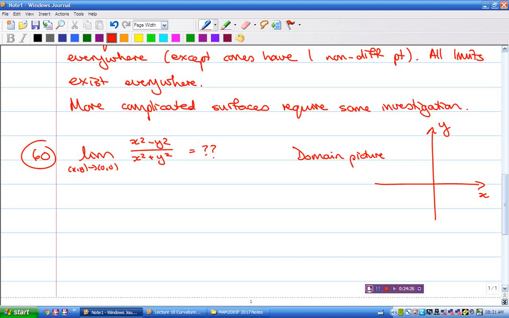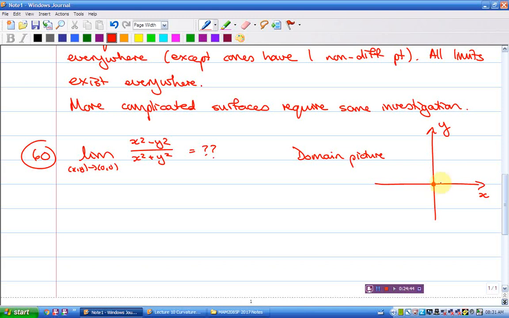So that's what we're trying to find out. We know that there's a hole, but is it just simply a hole, or is it some dreadful singularity where the function, the limit itself is not defined?